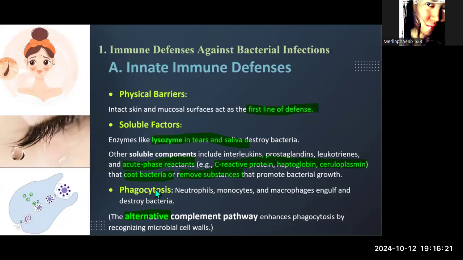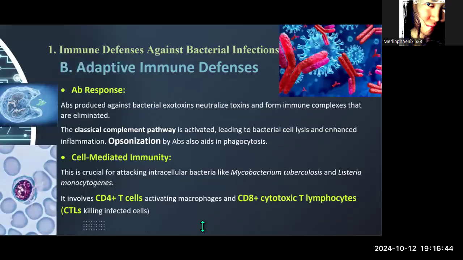Another innate immune defense is phagocytosis. The neutrophils, monocytes, and macrophages engulf and destroy bacteria. And the alternative complement pathway enhances phagocytosis by recognizing microbial cell walls.